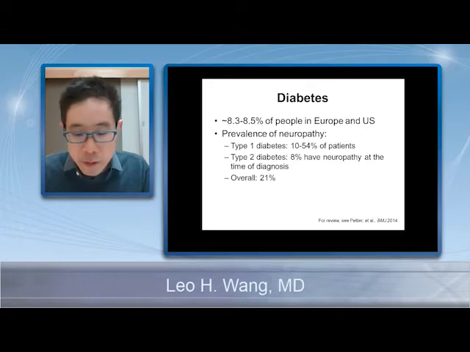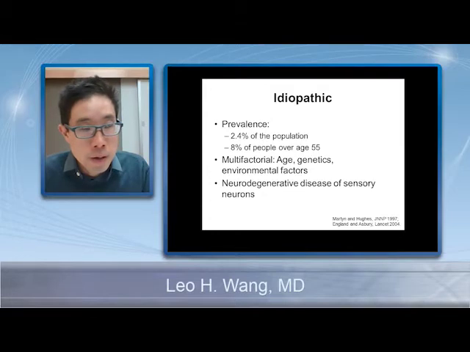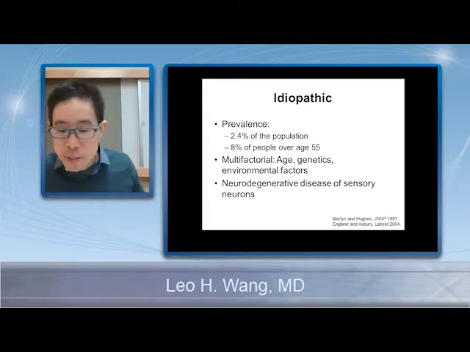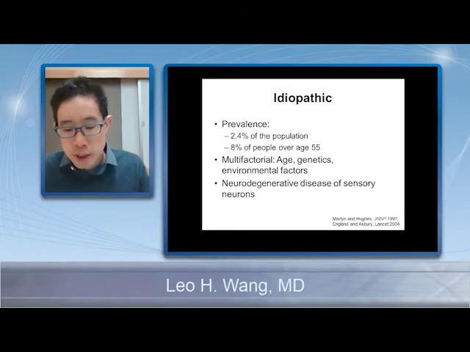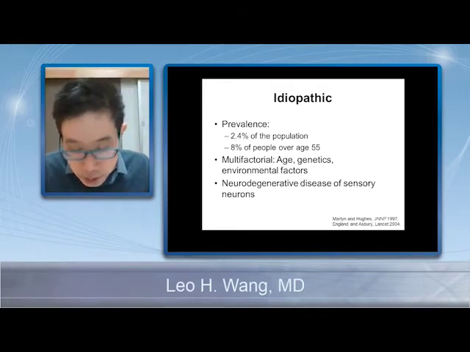with diabetes have neuropathy. Idiopathic neuropathy is the largest category that I see in a tertiary care center, mainly because all of the neuropathies that can be attributed to one main cause are usually diagnosed before they come see me in my neuromuscular subspecialty clinic.